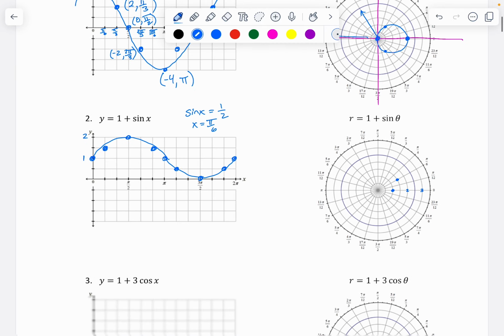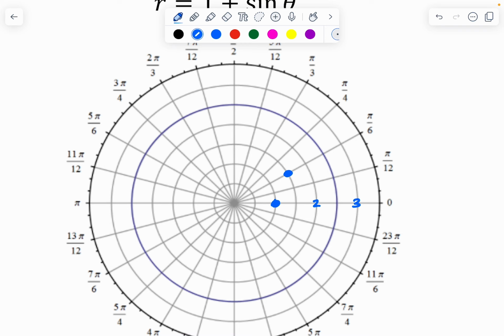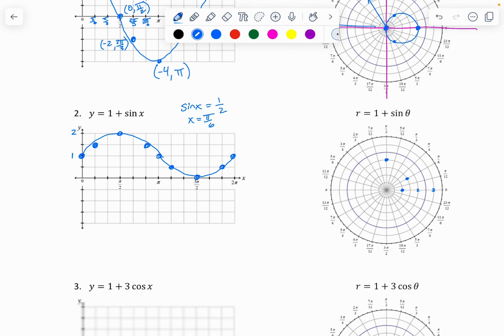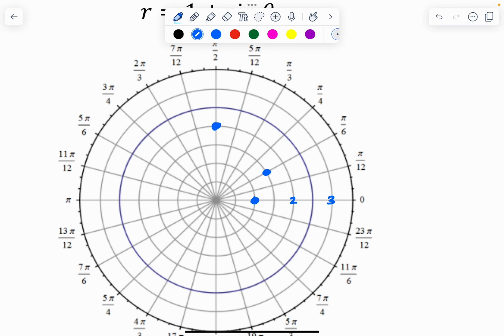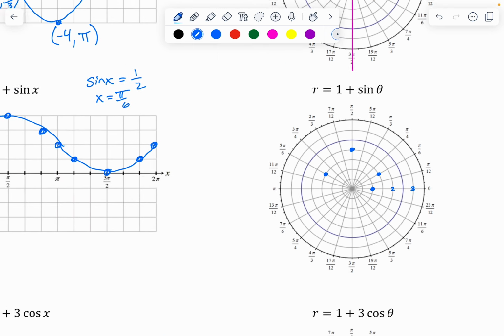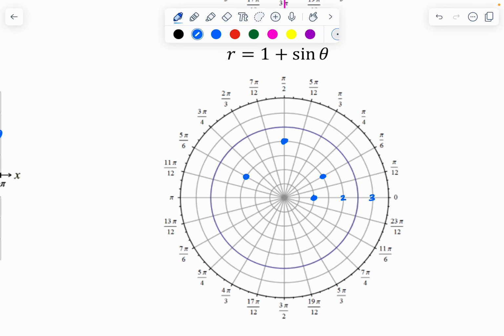Okay, and then I get to pi over 2 is 2. Pi over 2, 1, 2, 3, 4. So 4 rings out is actually 2. And then, where am I? I am at 5 pi over 6, 3/2. 5 pi over 6, 1, 2, 3. Do you see that we've got some symmetry here? Hopefully you do. And then at pi, I'm at 1.